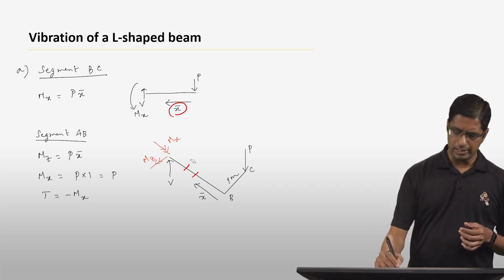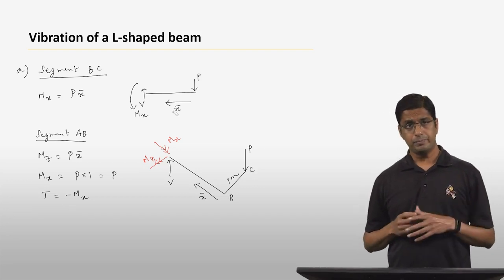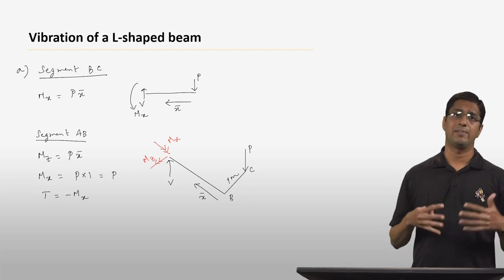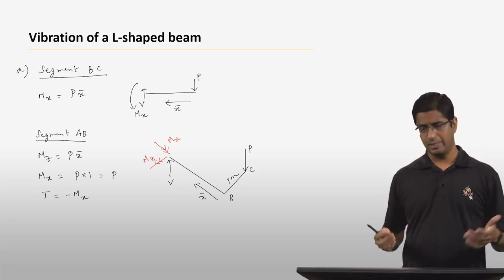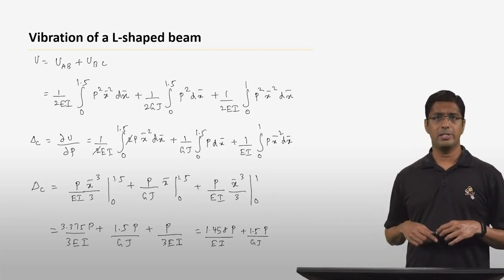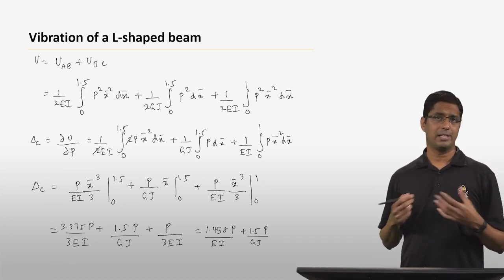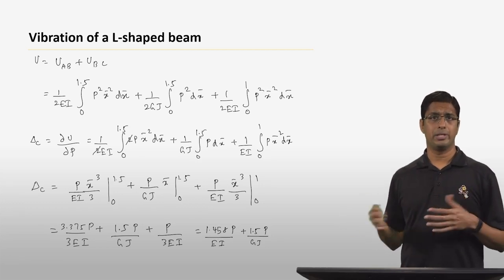So essentially, what you have done so far is find out what is the bending moment in the segment BC and the bending moment as well as the torsional moment or the torque in segment AB. Now, the question is just to find out what the total strain energy is. So the total strain energy is going to be UAB plus UBC, and essentially you find out what is the UAB and what is UBC.